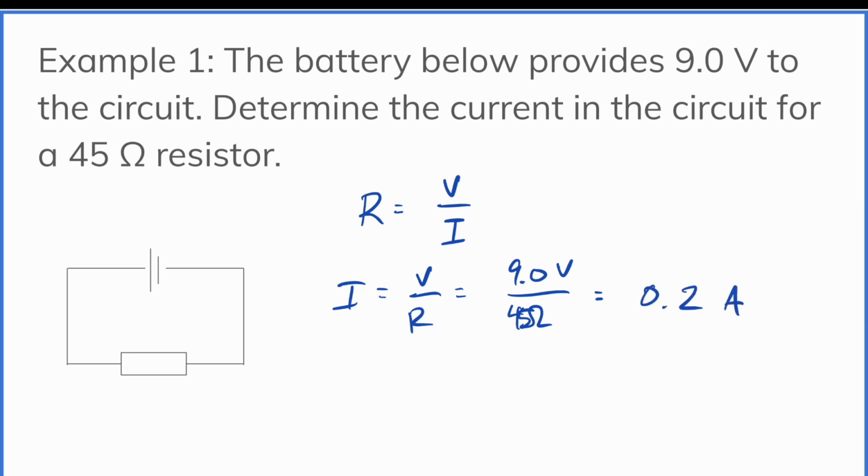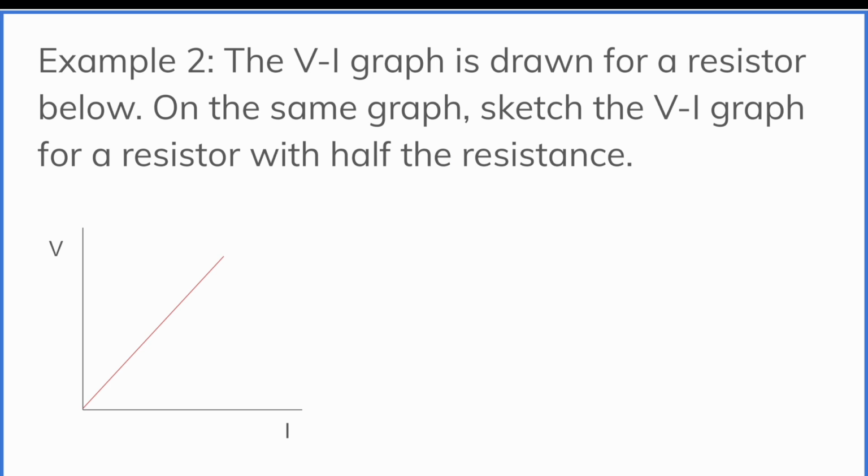0.2 amps. Here we have a VI graph for a resistor below, and we want to sketch the VI graph for a resistor with half the resistance. Now we're assuming that this is an ohmic resistor because it's a straight line. We know that the slope is the resistance of this resistor, so half the resistance would be half the slope. So it would be somewhere like this. This line here would represent something with half the resistance.